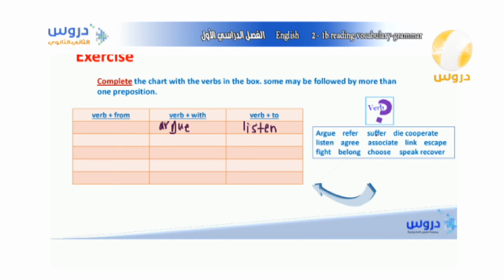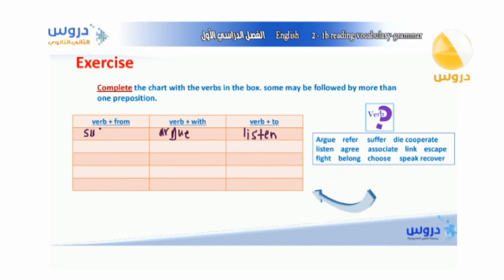So what is a verb that goes with from? So let's take this verb. So we can say someone suffers from something. It means you use the verb suffer and add to it the preposition from, and then it has somehow a different meaning. So we can say some verbs take from, other verbs go with to, and other verbs go with the preposition with.